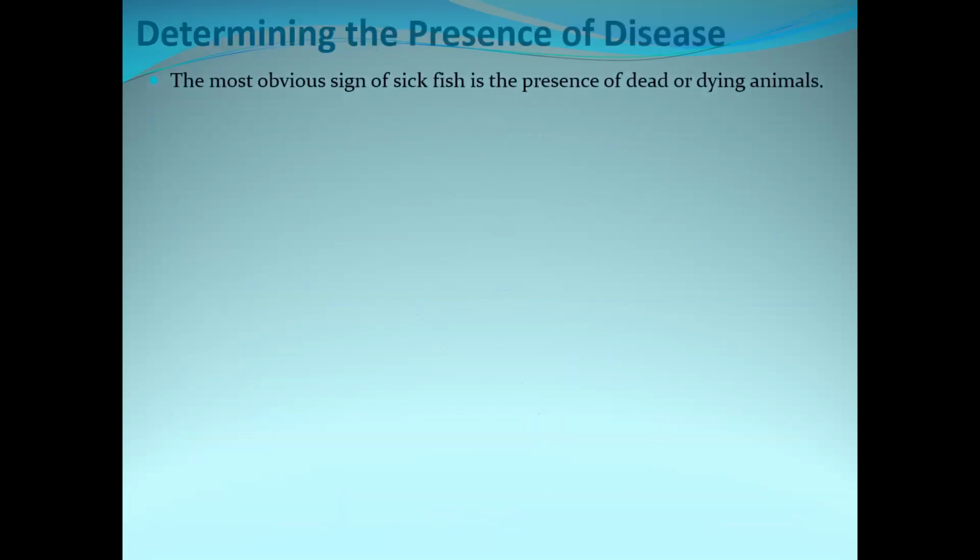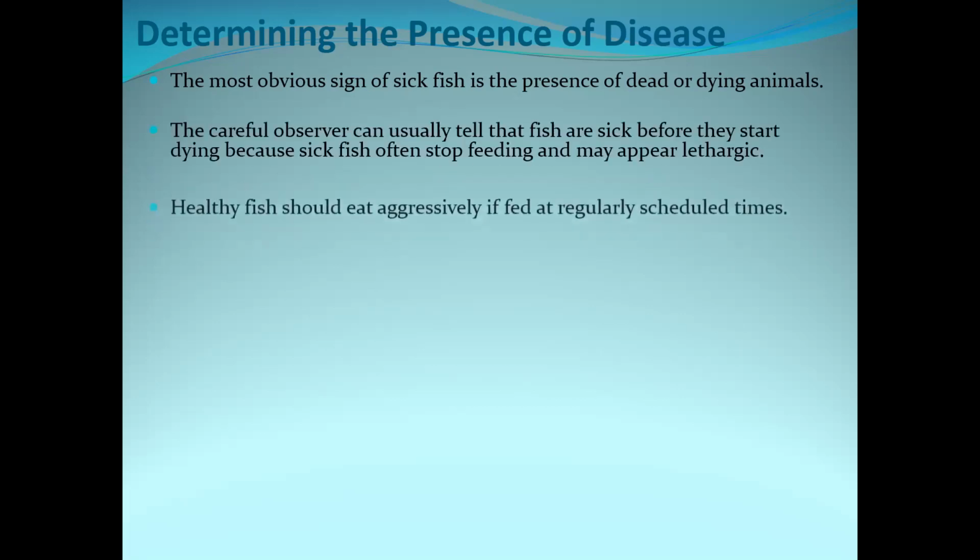So, determining the presence of disease. How do we determine the presence of disease? The most obvious sign of a sick fish is the presence of dead or dying animals. Of course, they have disease. Something is wrong. The careful observer could usually tell the fish are sick before they start dying, because sick fish often stop feeding and may appear lethargic. They will stop moving around as vibrantly as they were before, and when you feed them, they won't be feeding aggressively.